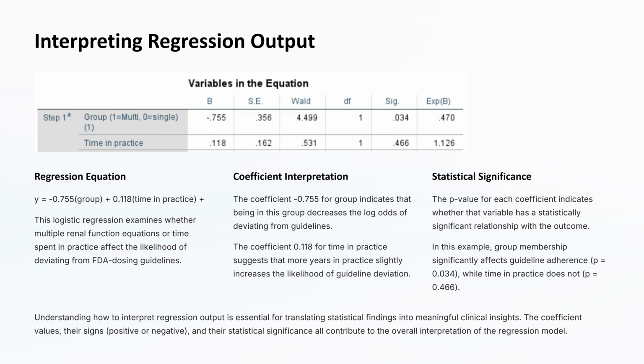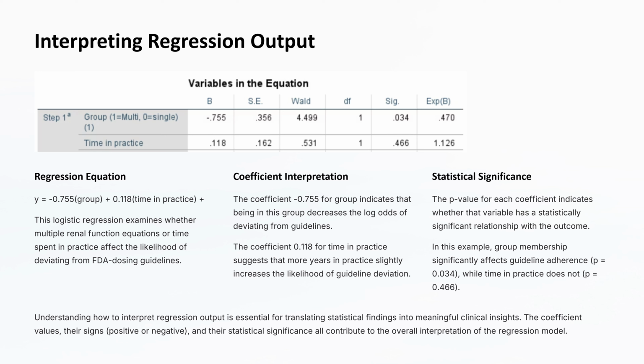And then the dependent variable is the likelihood of deviating from FDA dosing guidelines, probably measured by some sort of survey. And so what do we see here in the output above? The little table shows you the variables in the equation. So again, the nominal group variable, 1 equals multiple equations, 0 equals a single equation, and time spent in practice.